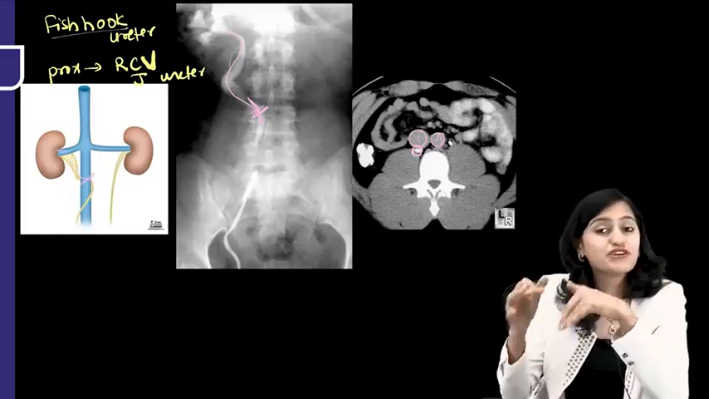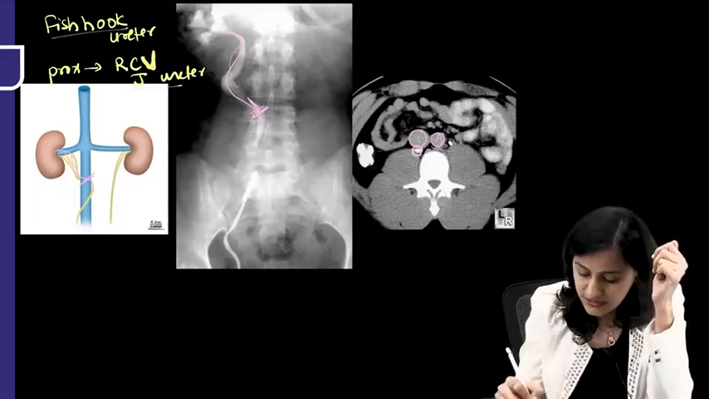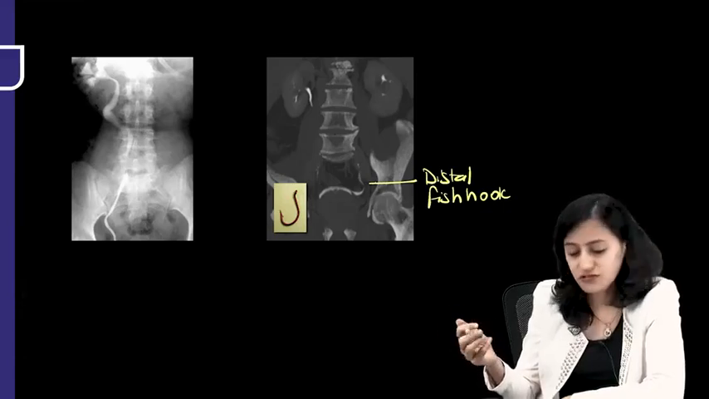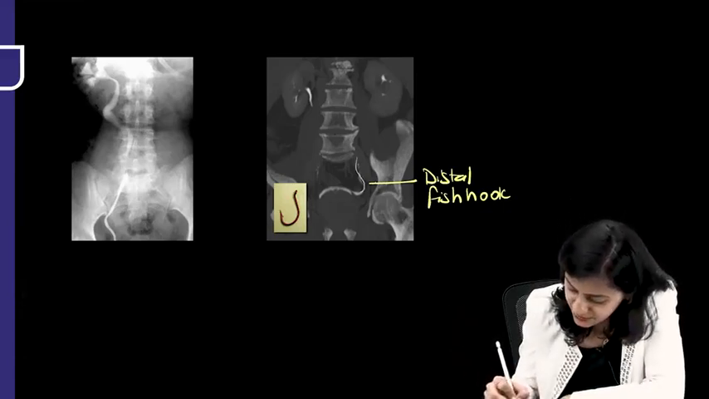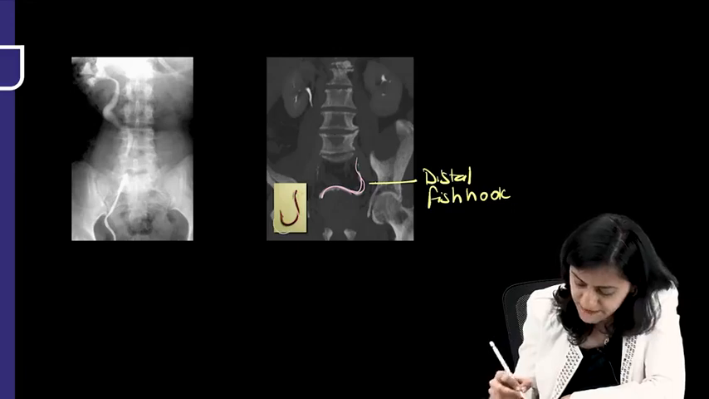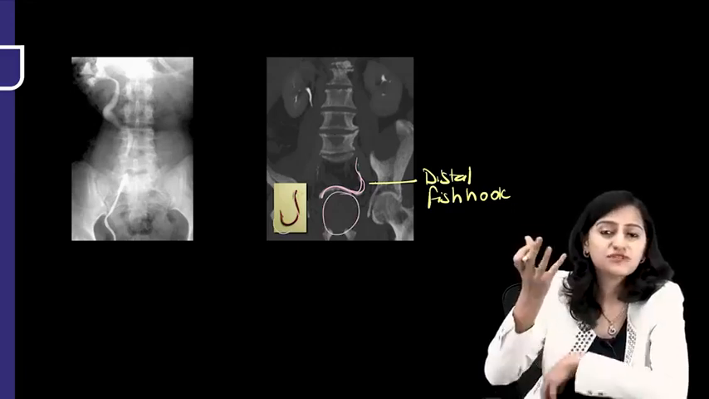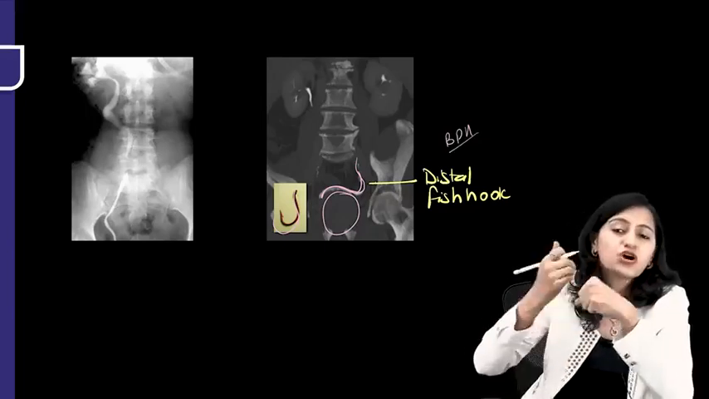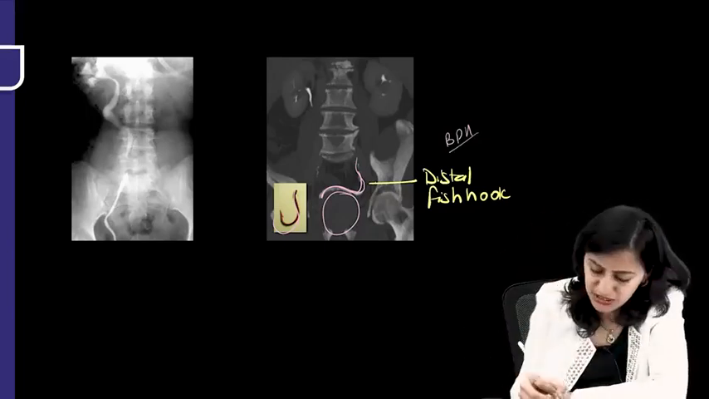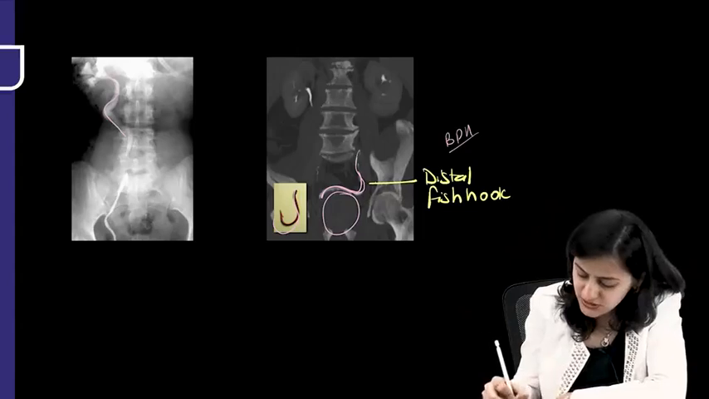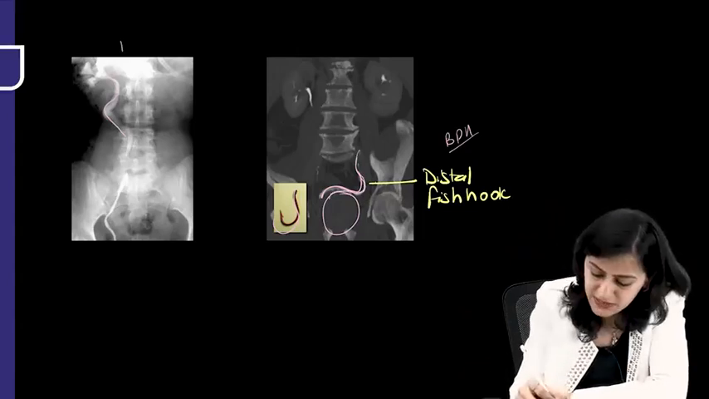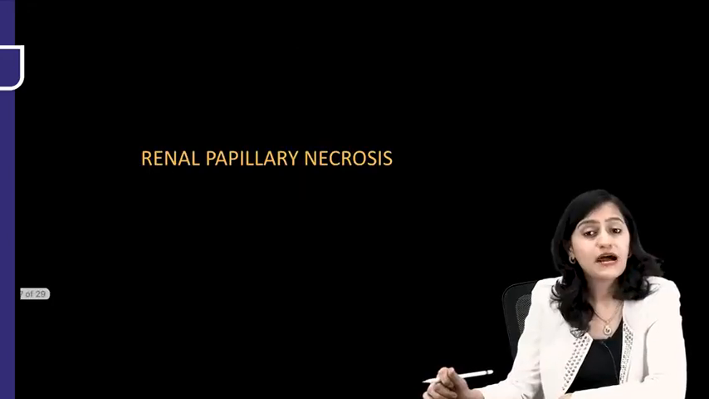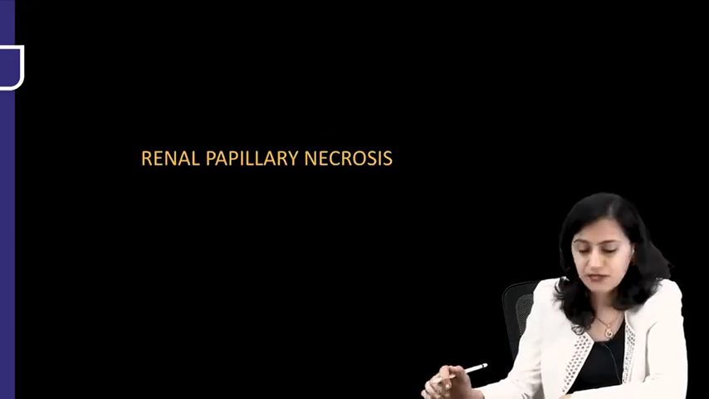This is called fishhook ureter or the J-shape ureter. Where do you see the distal fishhook appearance of the ureter? This is the distal ureter showing this fishhook appearance. This is because of the enlarged prostate. It is seen in BPH, prostatic enlargement, causing the ureter elevation. This is the proximal fishhook. This is the distal fishhook. Proximal is the retrocaval ureter. Distal is the BPH.